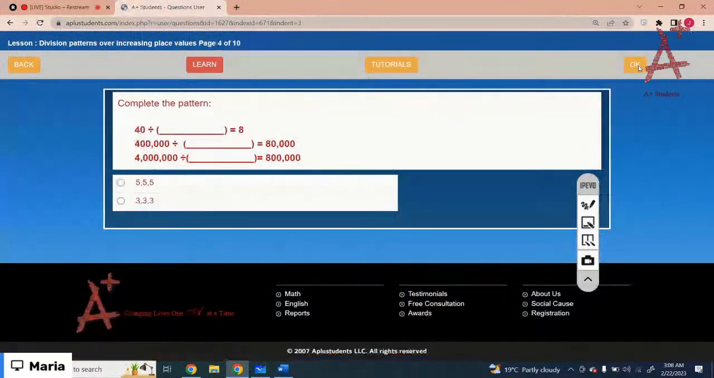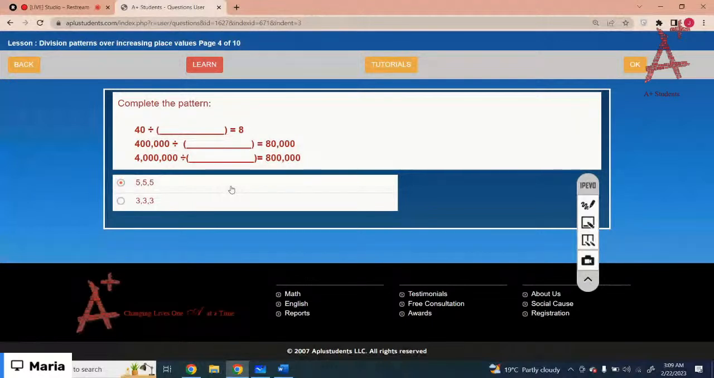Okay, 40 divided by what number equals 8? Let's just start with the first option. Let's see if you can divide 40 by 5. 5 times what number is 40? 5 times 8 is 40. That means 40 can be divided by 5. So option number 1 is the correct option. 40 divided by 5 is 8.